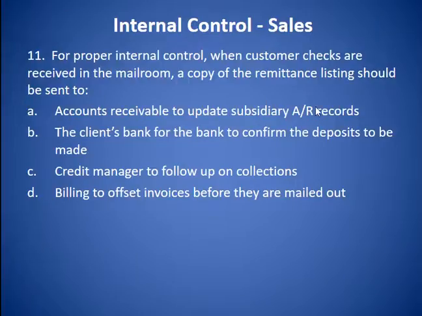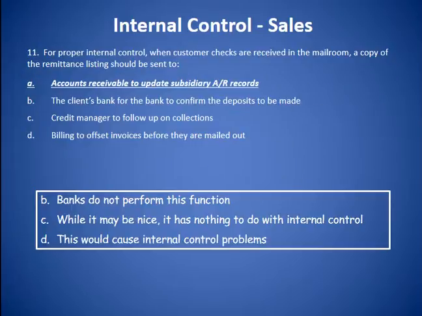Okay, the answer to number 11. For proper internal control, when customer checks are received in the mailroom, a copy of the remittance listing should be sent, and this should be sent directly to A, accounts receivable to update subsidiary accounts receivable records.